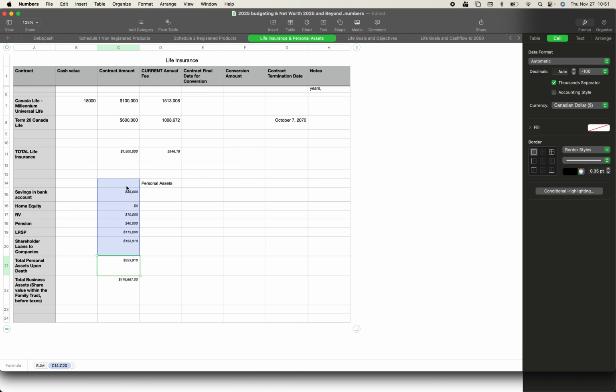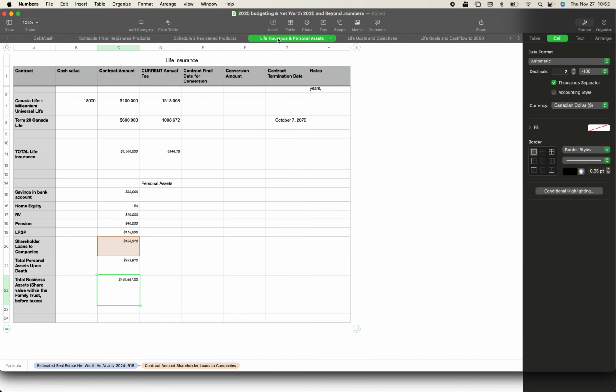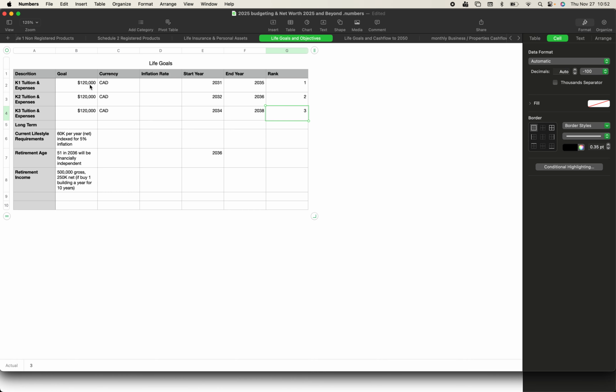And this is just a listing of some assets. Loans to companies. This is the registered funds. Value of a pension, if you were to quit your job, what they would pay you. So you make a list of all that, and you customize this to what you want.